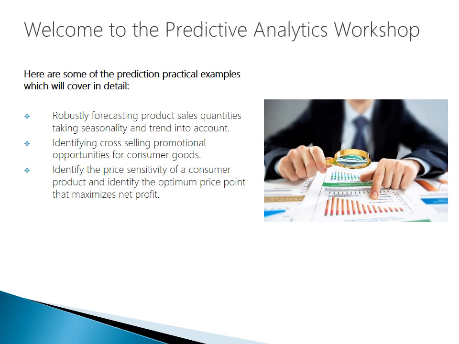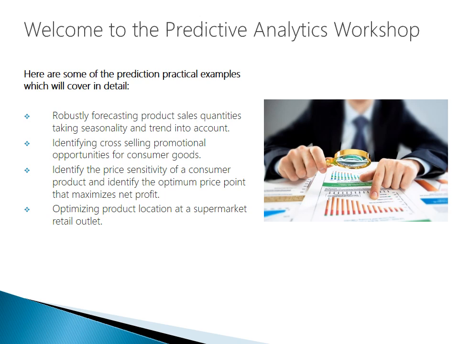We will identify the price sensitivity of a consumer product and identify the optimum price point that maximizes net profit. This is one of the more interesting examples throughout the program, but we're going to build a regression analysis. From this regression analysis, we're going to determine the price elasticity of a product and then leverage that knowledge into an optimization function that helps us to identify what the ideal price point of a product that maximizes net profit, which is a constraint. So we'll get into some simple optimization.